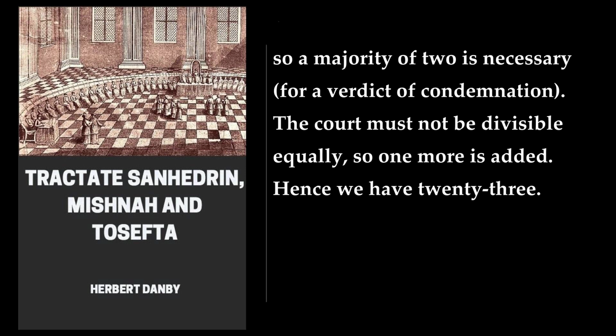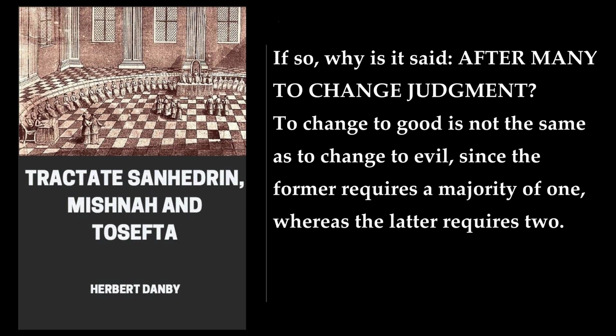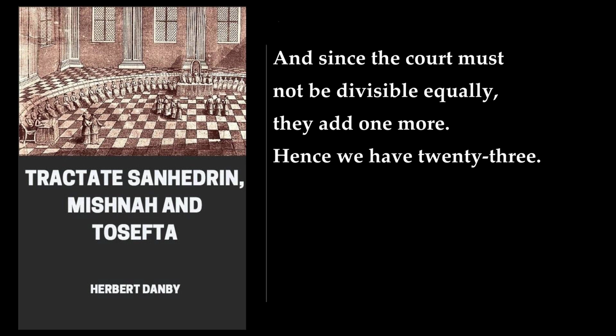Hence we have 23. Rabbi says, the additional 3 is adduced from the meaning of the passage, "Thou shalt not follow after the many to do evil," from which it is to be understood that one must be with them for good. If so, why is it said, "after many to change judgment"? To change to good is not the same as to change to evil, since the former requires a majority of 1, whereas the latter requires 2. And since the court must not be divisible equally, they add one more. Hence we have 23.